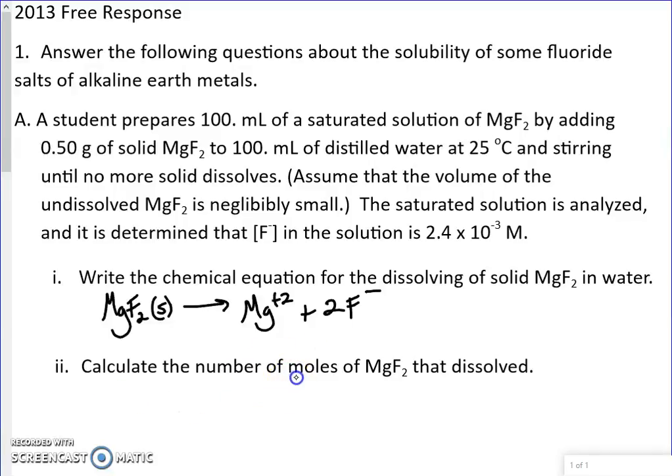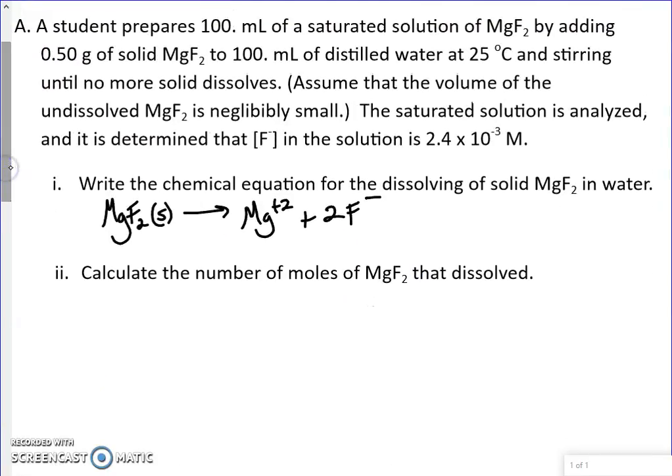From there, it says to calculate the number of moles of magnesium fluoride that dissolved. Okay, well, that's a little bit interesting. How are we going to do that? Well, like all equilibrium problems, we're going to use an ice table to work this out and see where we end up. And there's actually 2 or 3 different ways you can solve this. I'm going to work you through 2 ways. The first one is going to be the ice table, our handy-dandy ice table.